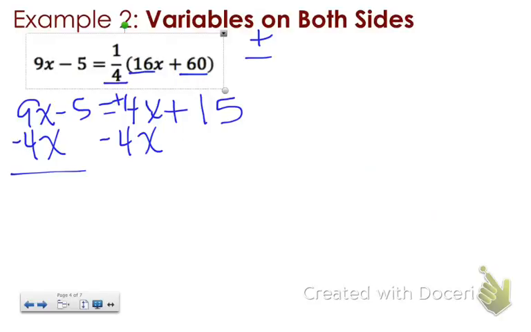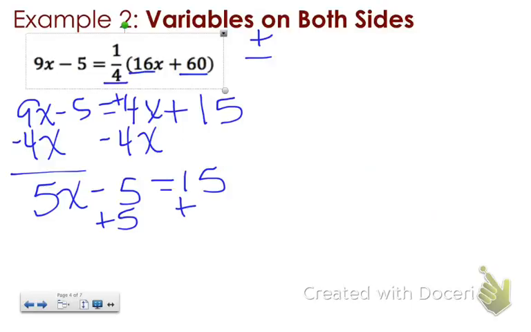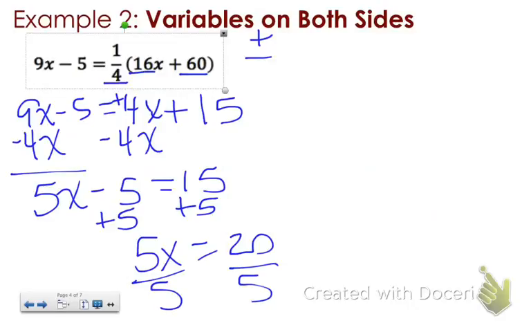So now I have 9x minus 4x is 5x, minus 5 equals 15. Go ahead and add 5 to both sides, so I get 5x equals 20. Divide by 5, and so x equals 4. And go ahead on your paper and plug it back in and make sure that it works.